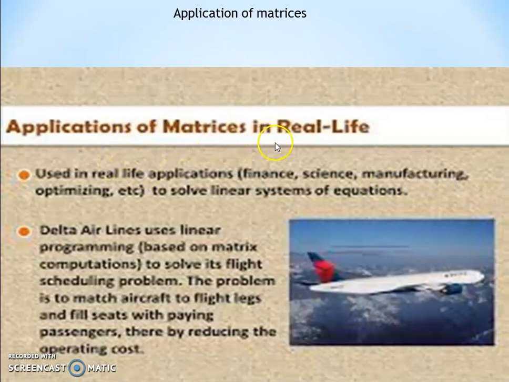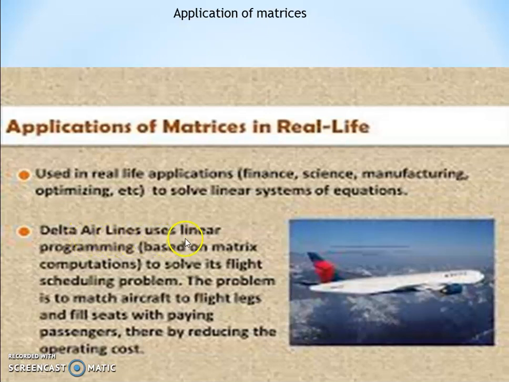Applications of matrices are also used in real life. The real-life uses are in finance, science, manufacturing, optimizing, etc., to solve linear systems of equations. In the last lecture, we took systems of equations with 2 variables and 3 variables, and we solved those systems and derived the values of x, y and z. That is most commonly used, and is called a linear system of equations. So these are used in real-life applications: finance, science, manufacturing, optimizing.